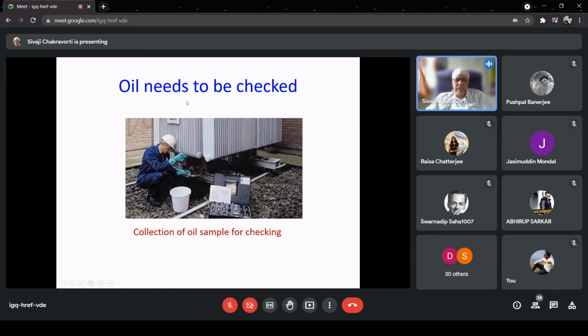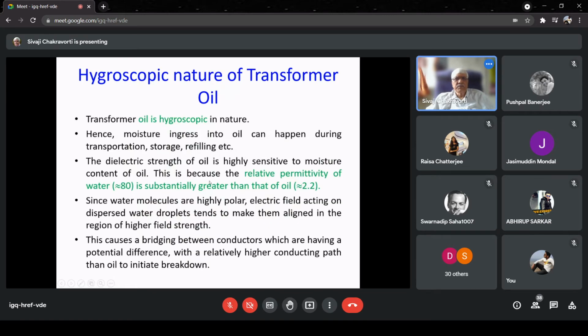These are typical valves. If you just open the valve, you can collect the oil. So in most cases, we collect a bottom oil sample, we collect a top oil sample, and we perform the test. This is the way we collect the samples.